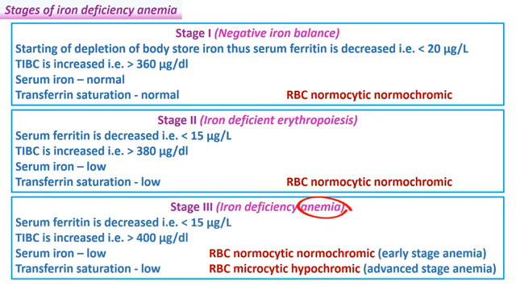Now come to stage 3. This is the stage of anemia. Iron deficiency anemia: ferritin low, TIBC increased, serum iron and transferrin saturation low. In the early stage, RBC normocytic normochromic. In the advanced stage, it is microcytic hypochromic.